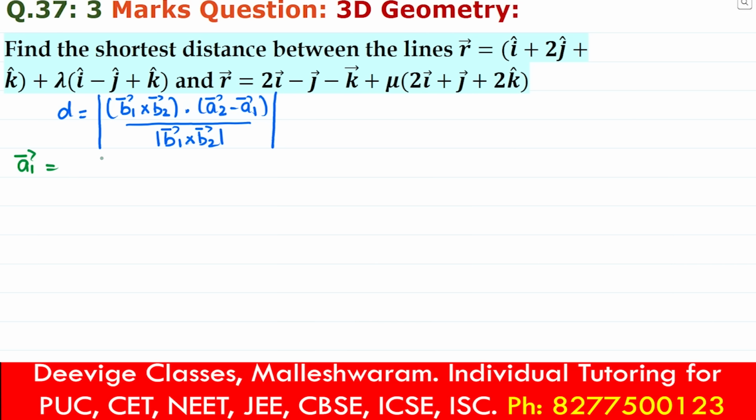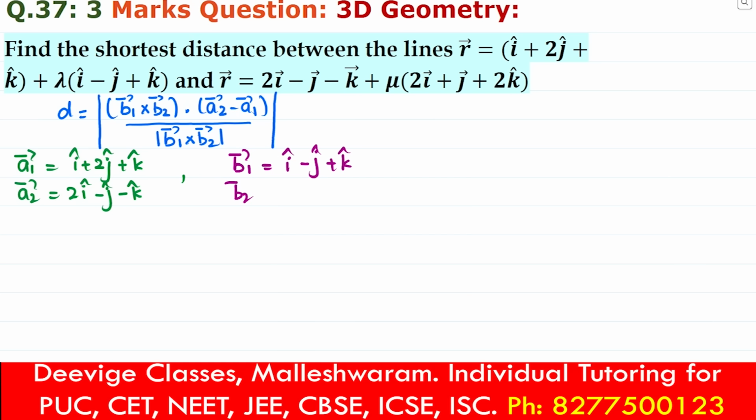Vector a1 is equal to i cap + 2j cap + k cap. a2 is equal to 2i cap − j cap − k cap. Similarly, b1 will be equal to i cap − j cap + k cap, and b2 is equal to 2i cap + j cap + 2k cap.